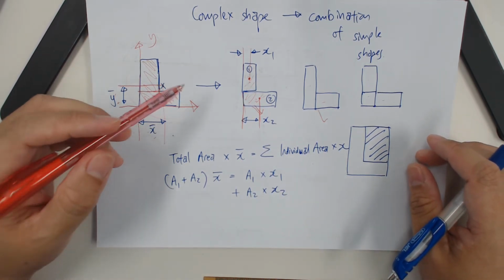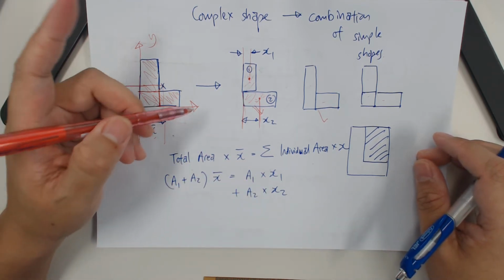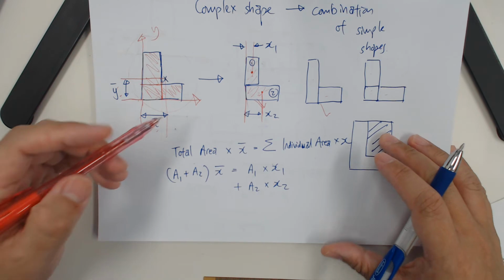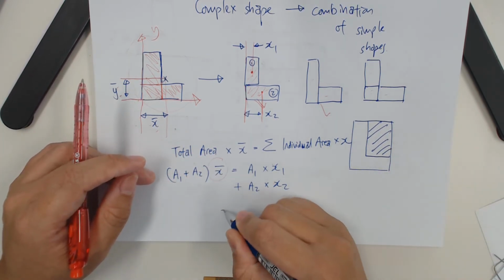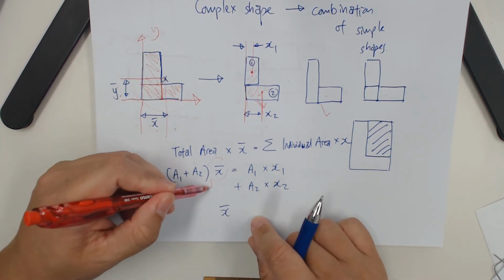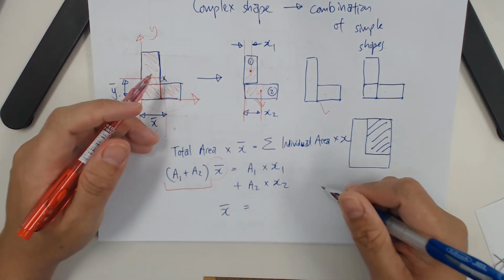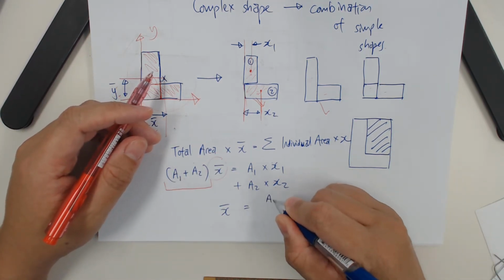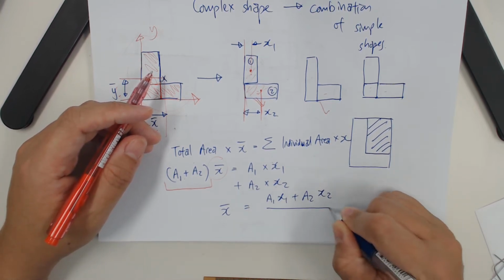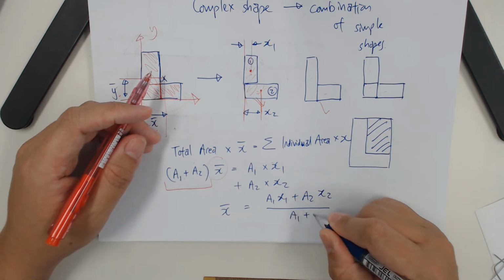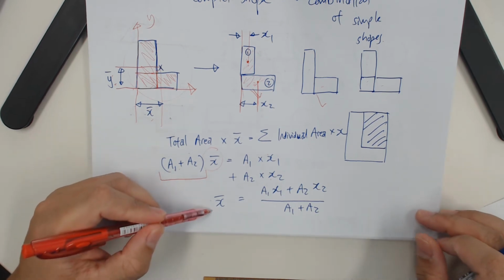So from this equation we have A1, A2, x1, x2. The only unknown we don't have is x bar. So from here you can find the value of x bar. Basically you would transfer this whole area term to the other side, and it becomes the denominator. So in simple terms it will look like this: A1x1 plus A2x2 over A1 plus A2. This is how you would find x bar.